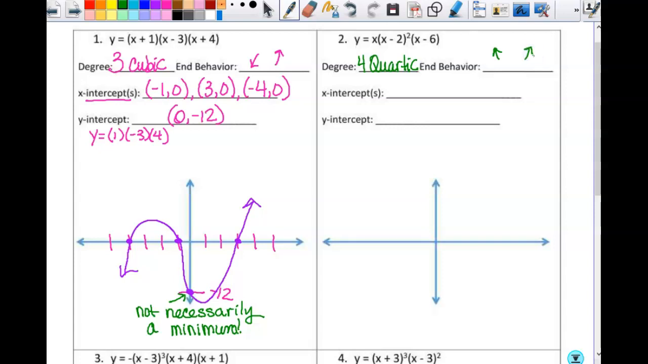How many x-intercepts am I going to have? 3. What's the first one I get? 0, 0. Good. And then the next one is 2, 0, and then 6, 0. So just because it's a quartic doesn't mean I get 4 intercepts, okay? And then my y-intercept is what? 0, 0, right? If you have 0, 0 as an x-intercept, then that's your y-intercept because you only get 1 anyway, so it's 0, 0.